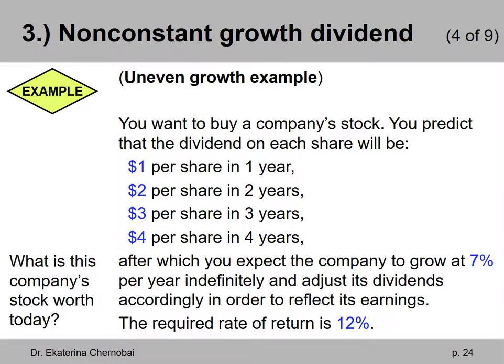Next problem, called uneven growth example. So there are no blanks here, no skip dividends. The first dividend that you would receive is $1 in 1 year. The next one is $2 in 2 years, then $3 in 3 years, then $4 in 4 years.